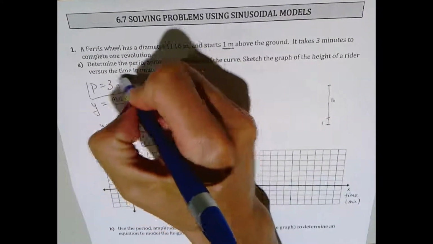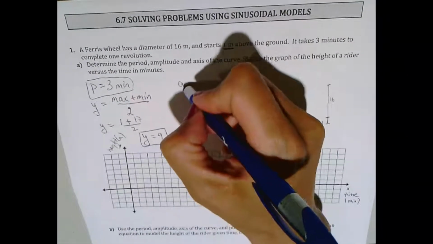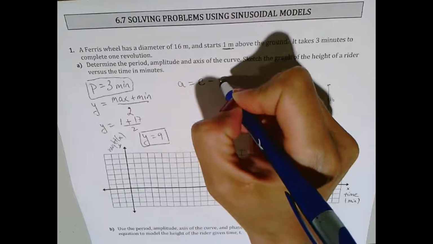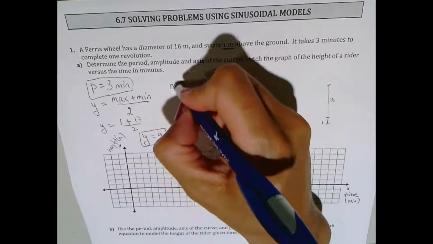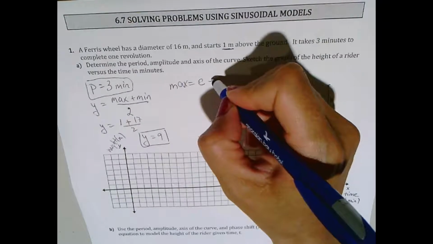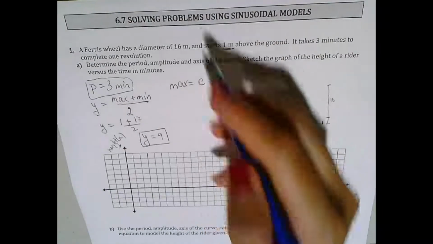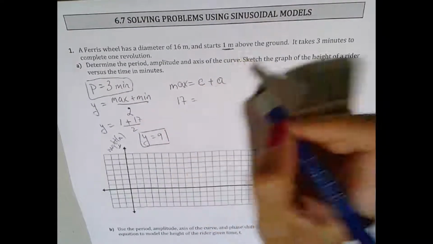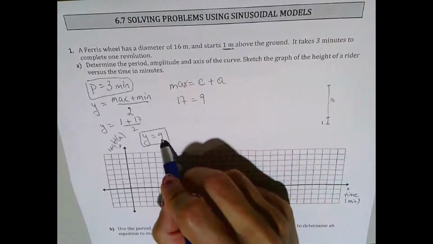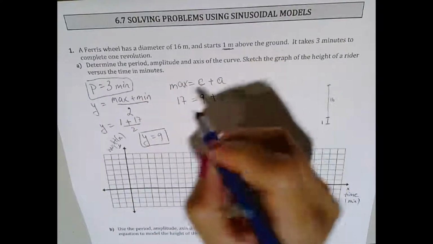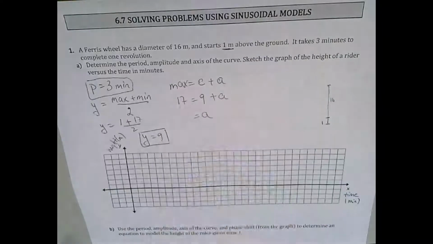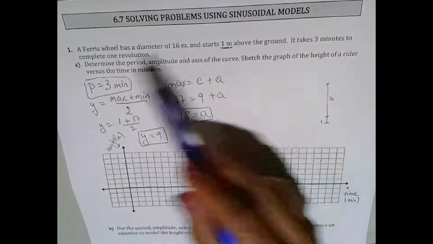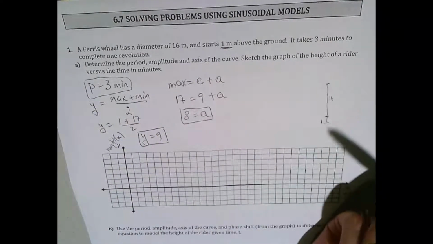My period is 3. So now I need to find my amplitude, which I know it's, no, max equals C plus A, which means A, if I move the C over, so the maximum is 17, C is 9, because C is the equation of the axis. So I move the 9 over, A equals 17 minus 9, which equals 8. So I found all this information, so now I have to sketch the graph.